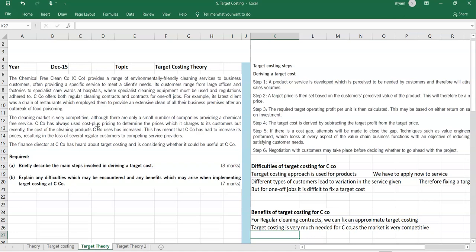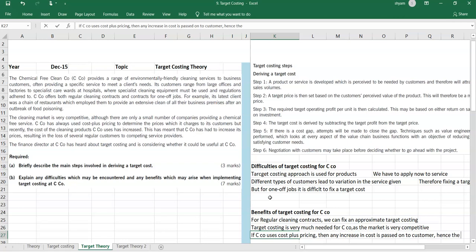CCO has always used cost plus pricing to determine the prices which it charges to its customers, but recently the cost of cleaning products CCO uses has increased. See, that is actually a problem. If CCO uses cost plus pricing, then any increase in cost is passed on to the customer.